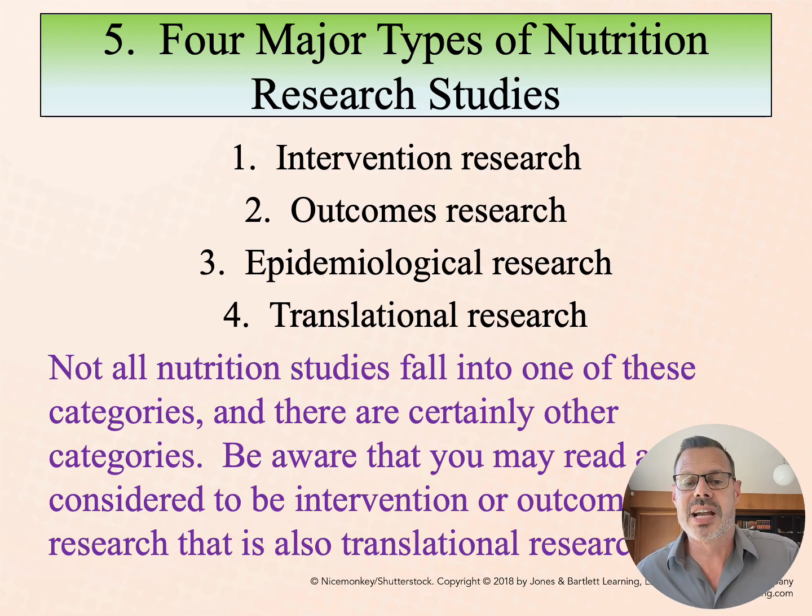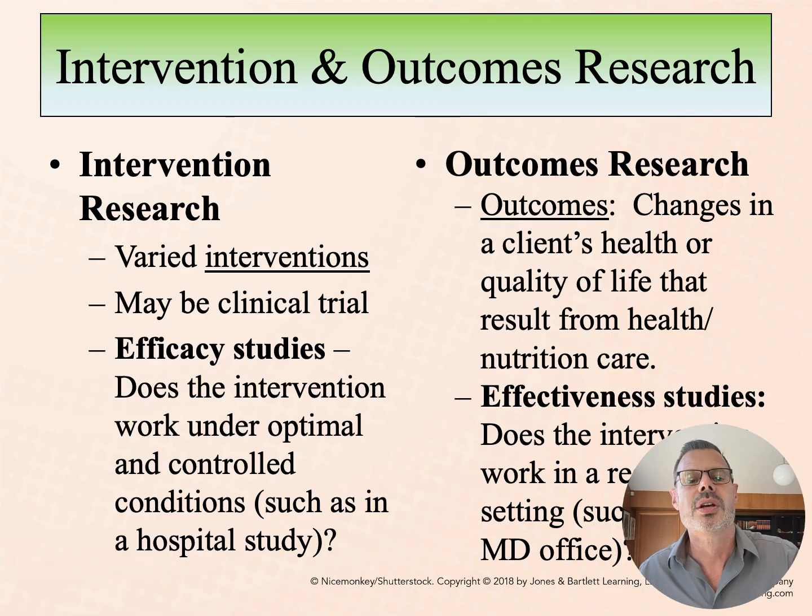There's 4 major types of nutritional research studies: intervention research, outcomes research, epidemiological research and translational research. Okay, not all nutrition studies fall into these categories, and some can fall into more than one. Okay, so just be aware as you read them. Something could be intervention or outcome, and also be translational research. Right. So let's talk a little bit about those. What does that mean?